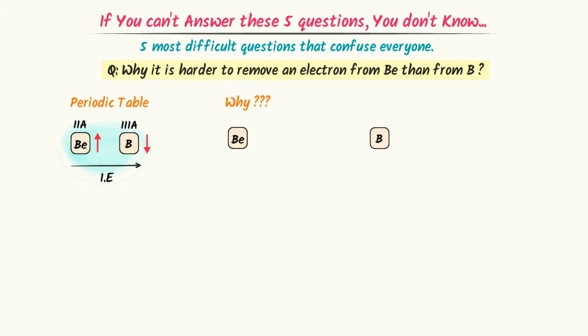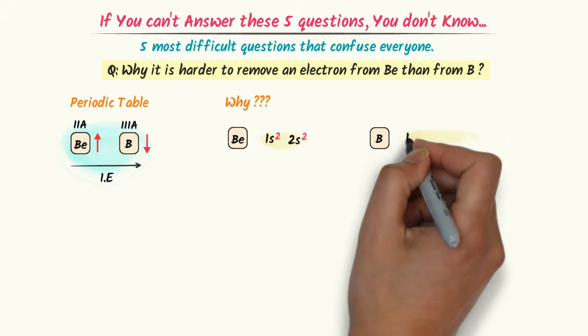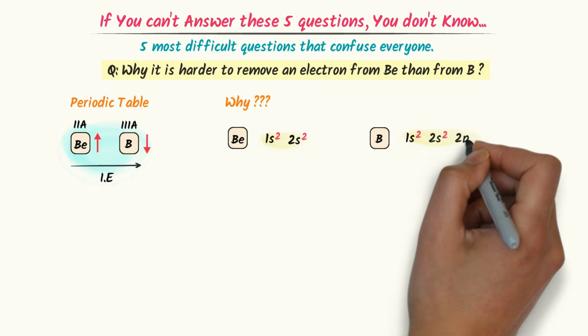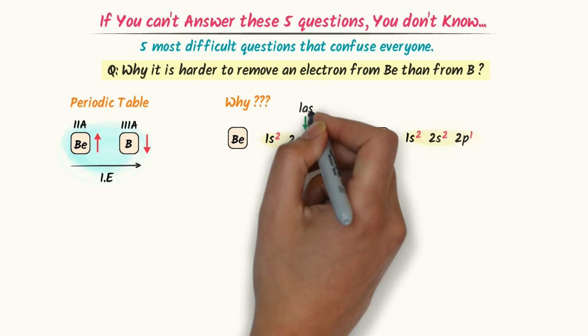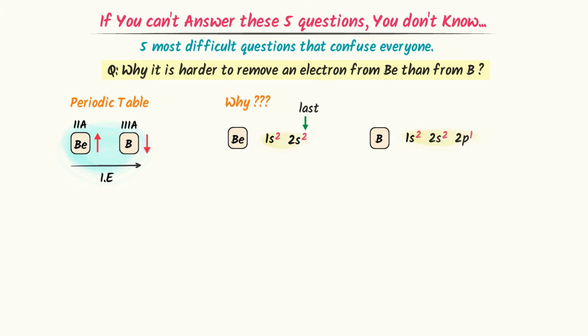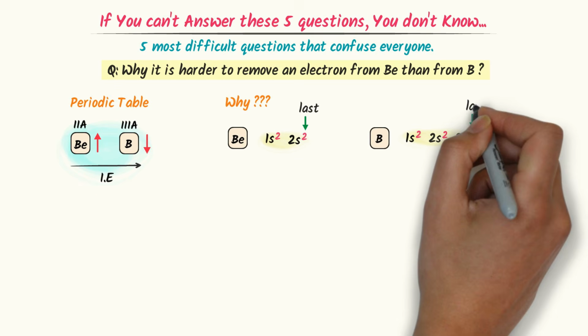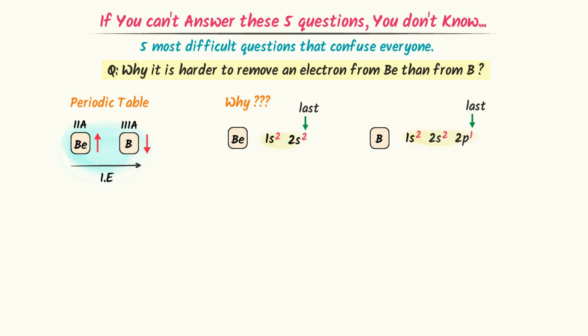The electronic configuration of beryllium is 1s2, 2s2. The electronic configuration of boron is 1s2, 2s2, 2p1. Now focus on the last electron of each atom. In beryllium, the last electron is sitting in the 2s subshell. In boron, the last electron is sitting in the 2p subshell.